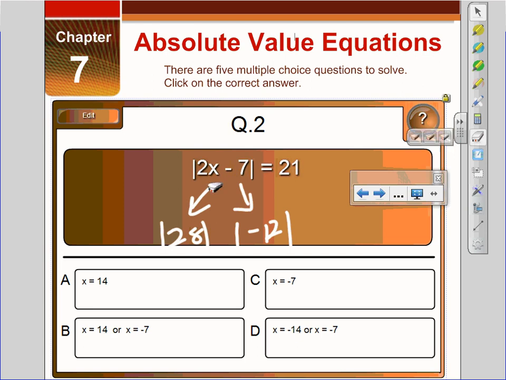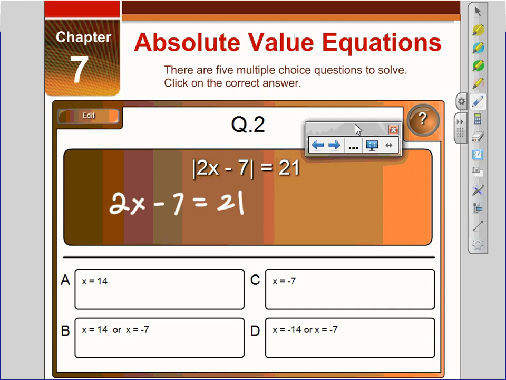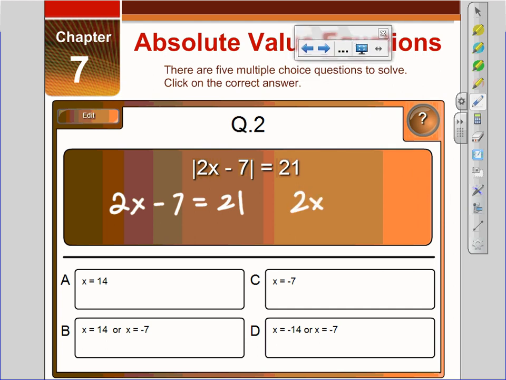The absolute value of 2x minus 7 equals 21. Well, that one's not quite as easy to do, and we do have answers to check, but we won't always have that. So what really can we say here? Well, we could say 2x minus 7 could equal 21, or 2x minus 7 could equal minus 21.